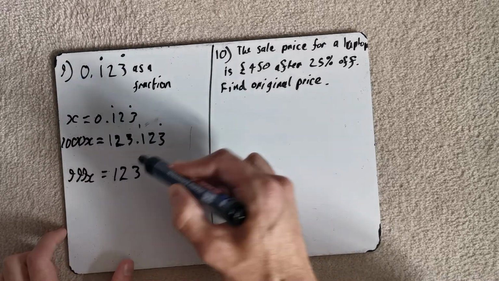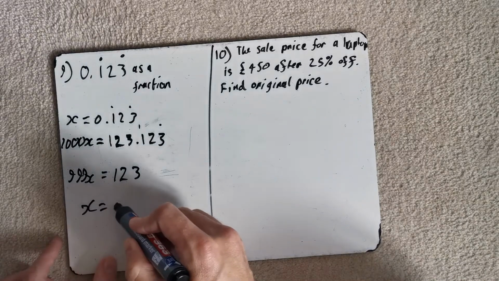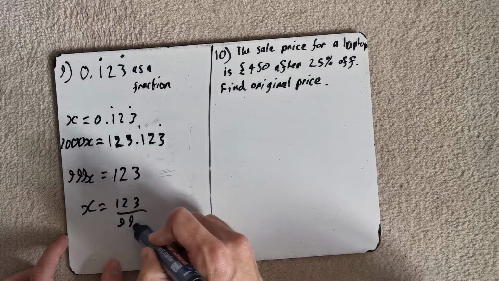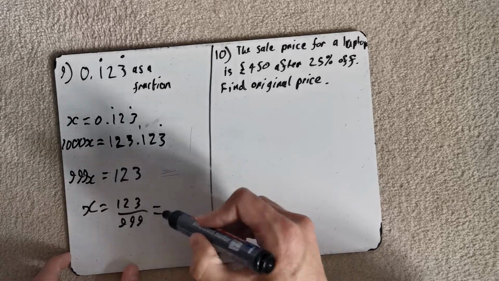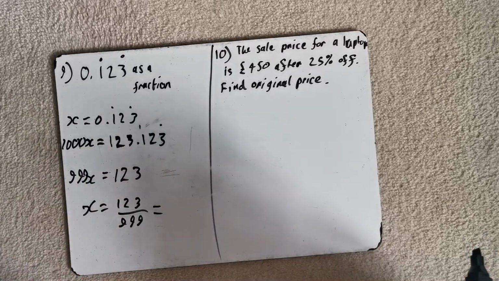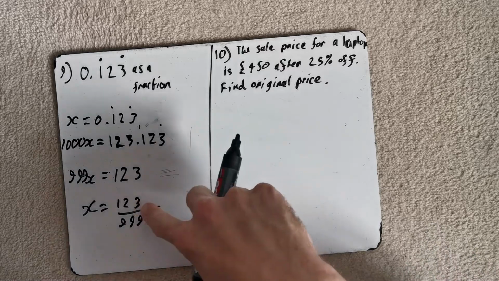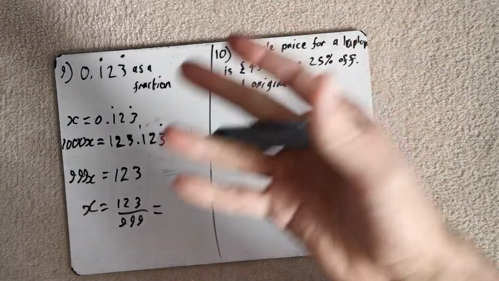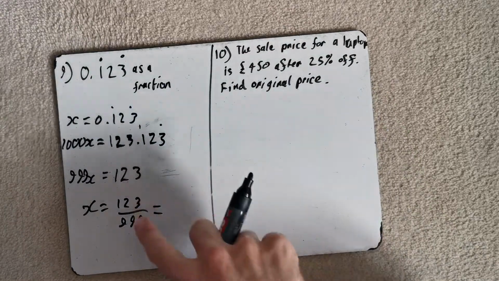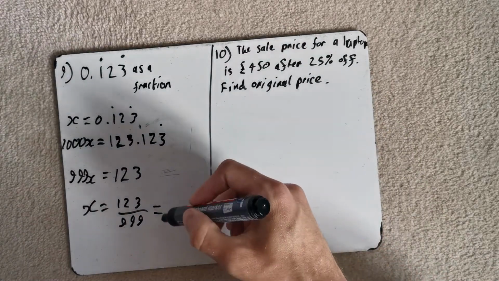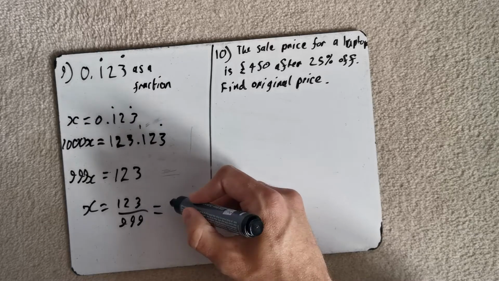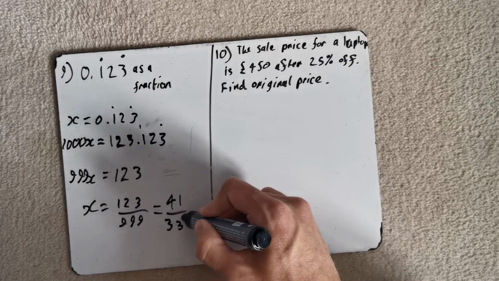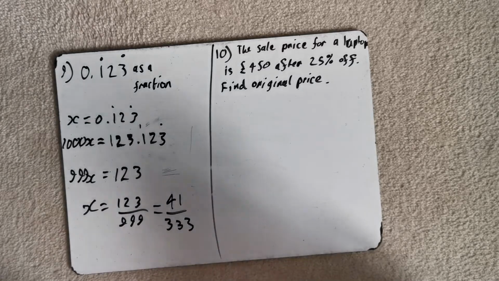It's just 123. So to find out what it is, divide by 999, we get 123 over 999, and this does simplify. They're both in the 3 times table. We know that the top one is, because if you add the digits together, it comes out 6, and 6 is in the 3 times table. Divide it by 3, we get 41 on the top. Divide that by 3, we're going to get 333. That's our answer.